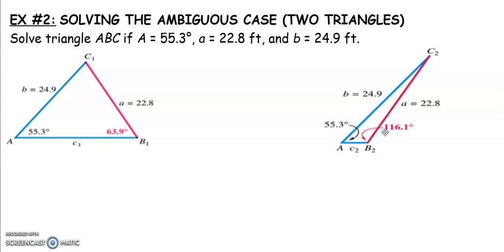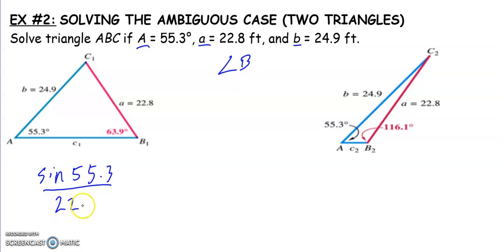All right, so let's start with what they gave us. I know I'm going to get both of these triangles, but let's take a look at what they gave us. They gave me angle A, side A, and side B. That means, right off the bat, we can find angle B. And we're going to find angle B by setting up our law of sines. So we're going to say the sine of angle A, 55.3 degrees, over the length of side A, 22.8.